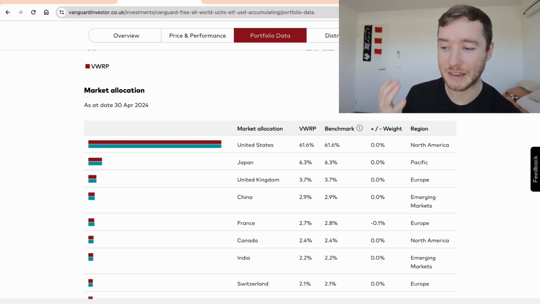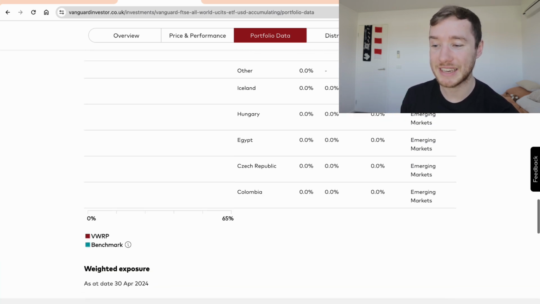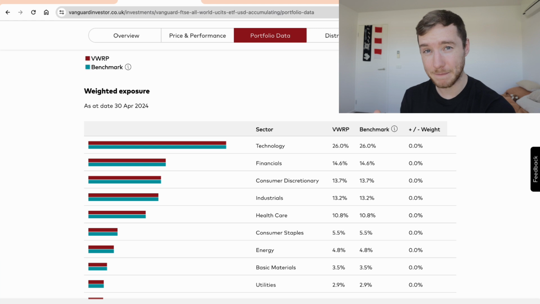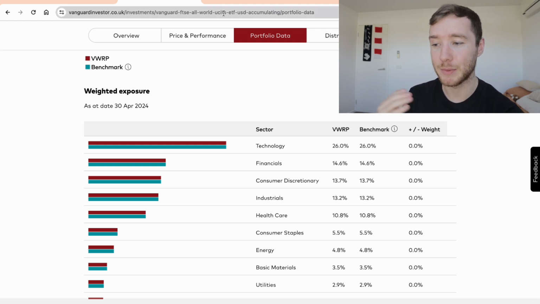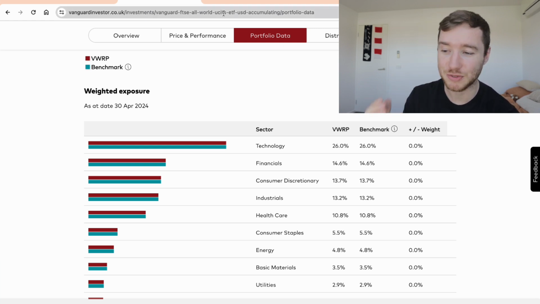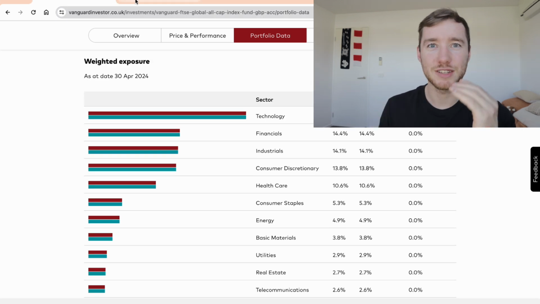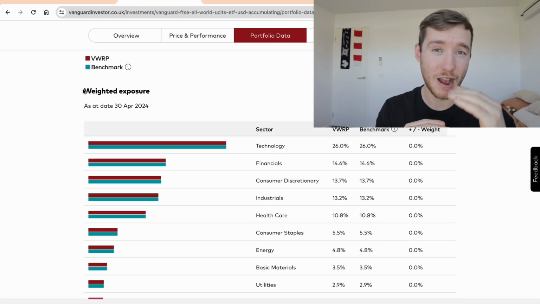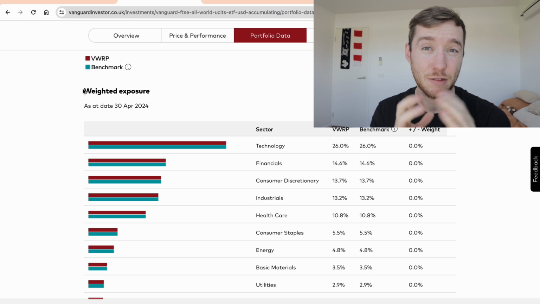Once again, if you scroll down to the industries, you'll see technology is the top, a little bit larger this time at 26%, but then once again, we've got financials, consumer discretionary, and industrials. Interestingly, consumer discretionary and industrials are the other way round, but they're still 13-14% roughly of the fund.